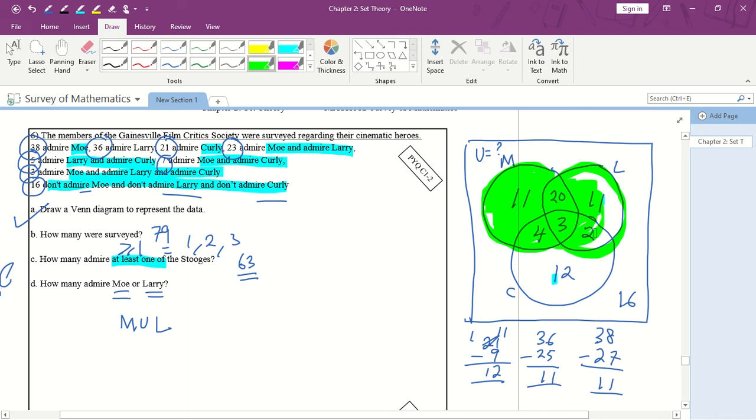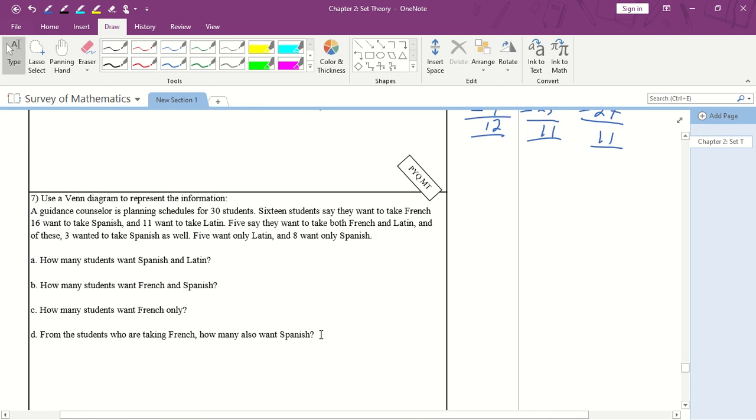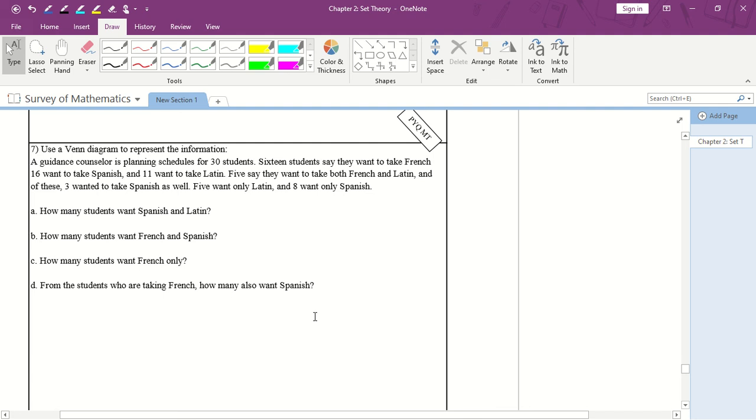So now what we need to do is add up all the values there. 11 plus 20 plus 11 plus 4 plus 3 plus 2. So it will be 51. So the answer here is 51. And we are done. It's kind of simple. Let's continue with the last questions here.